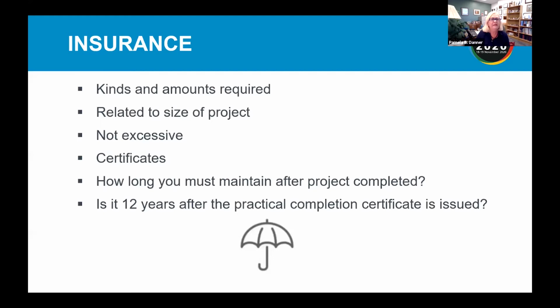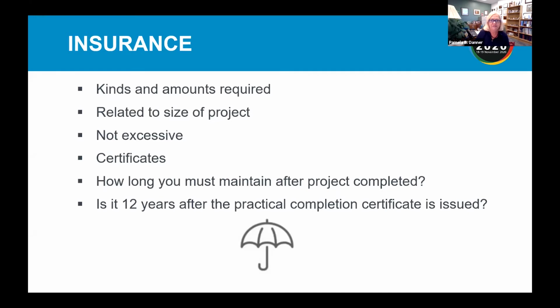Now, none of these amounts, whether it's $2 million per occurrence and $4 million aggregate, should be excessive. It should be related to the size of the project. And I have seen that sometimes the amounts are highly excessive given the size of your part of the project.